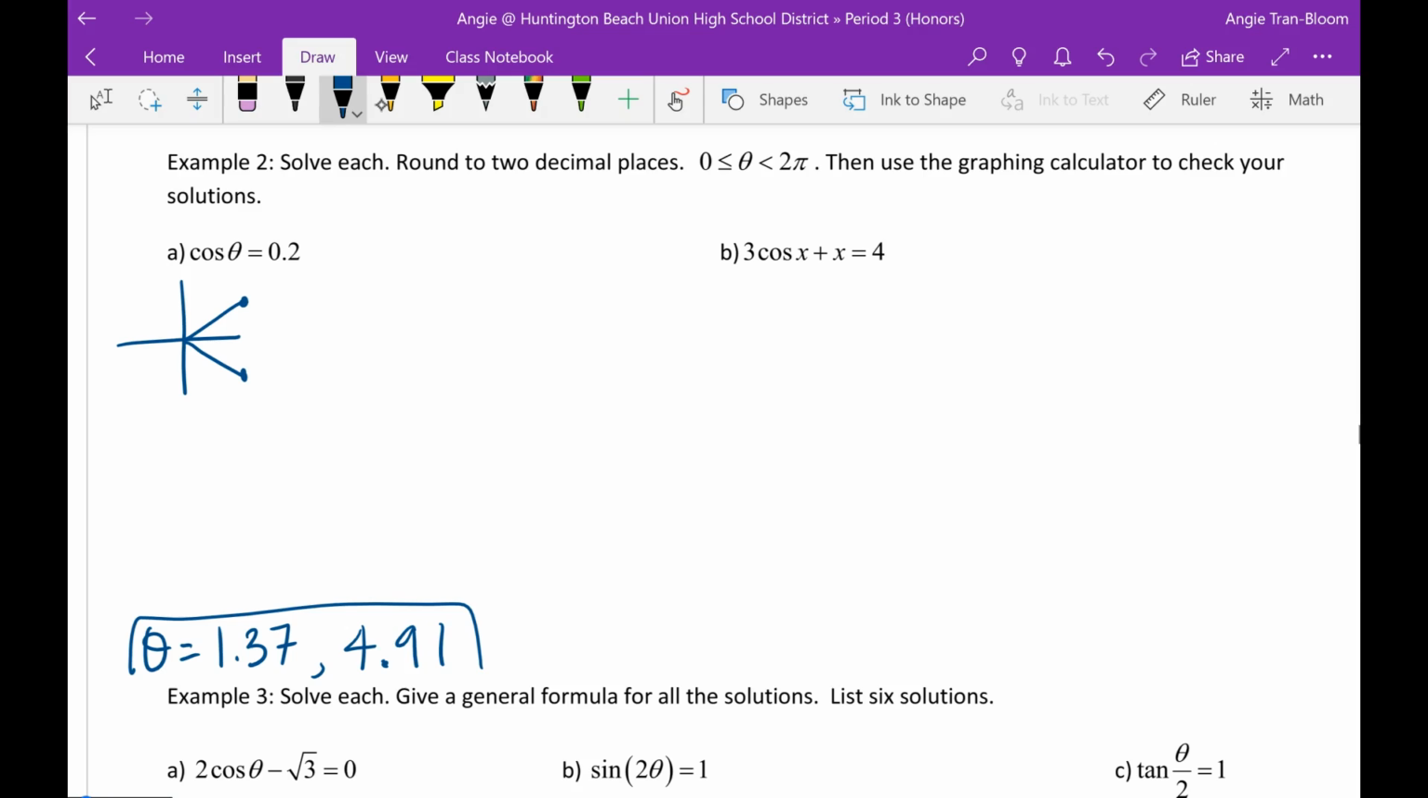Where did you guys put 4? Y1 or Y2? But by the way, it doesn't matter. Whatever you don't put on Y1, put on Y2. What do you put on Y2? 3 cosine. Your X window should be the same, right? But make sure you zoom fit, because you have a new equation.